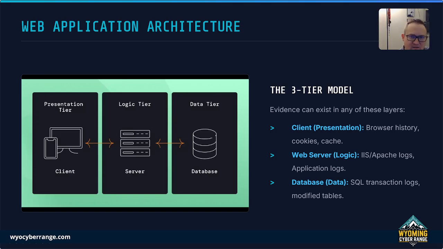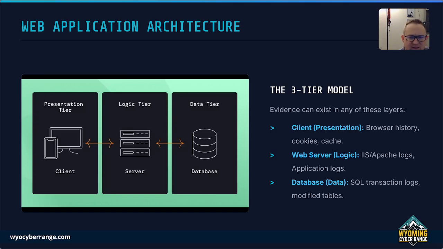So to investigate an attack, you must understand the architecture of the environment. The standard is the 3-tiered model, and evidence can exist in any of these 3 tiers. Now, the first tier is going to be the client, the presentation tier. Evidence includes things like browser history, cookies, and cache. The next tier is the web tier. This is the logic tier. Evidence is going to be found in IIS, Apache logs, or application logs. And then lastly, we have the database tier. Evidence resides in SQL transaction logs and modified tables. Remember, that's only if there's a database involved.